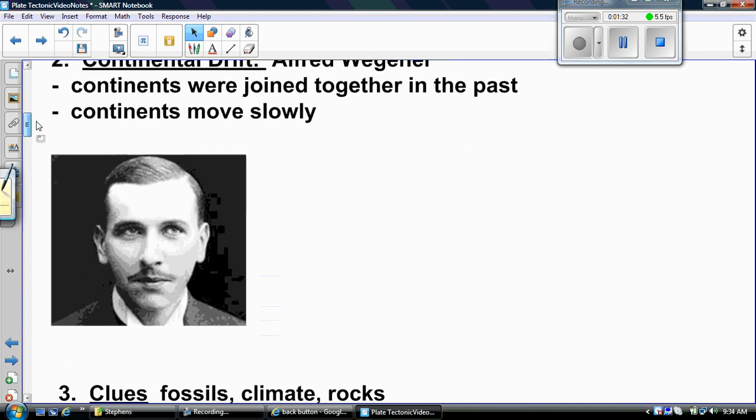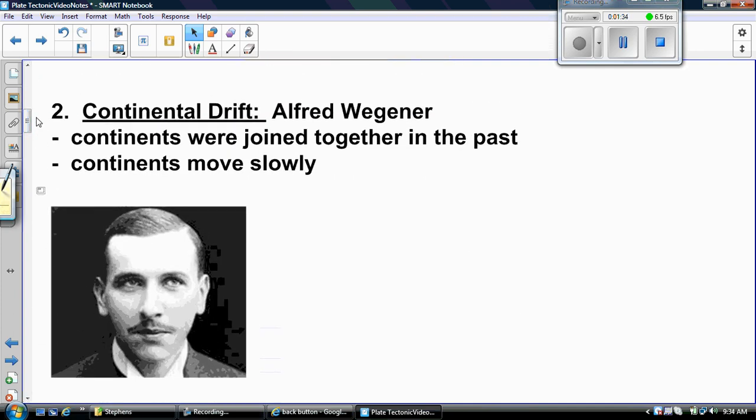Okay, so who came up with this idea that land masses used to be joined and have separated? Alfred Wegener was a scientist who came up with a theory of continental drift and seafloor spreading. He said that continents were joined together in the past and that continents moved slowly. However, not a lot of people believed him.